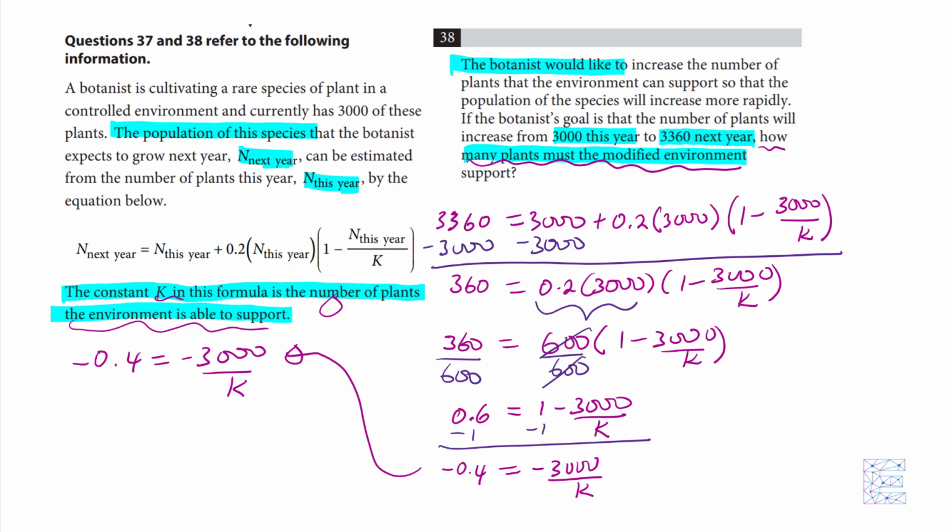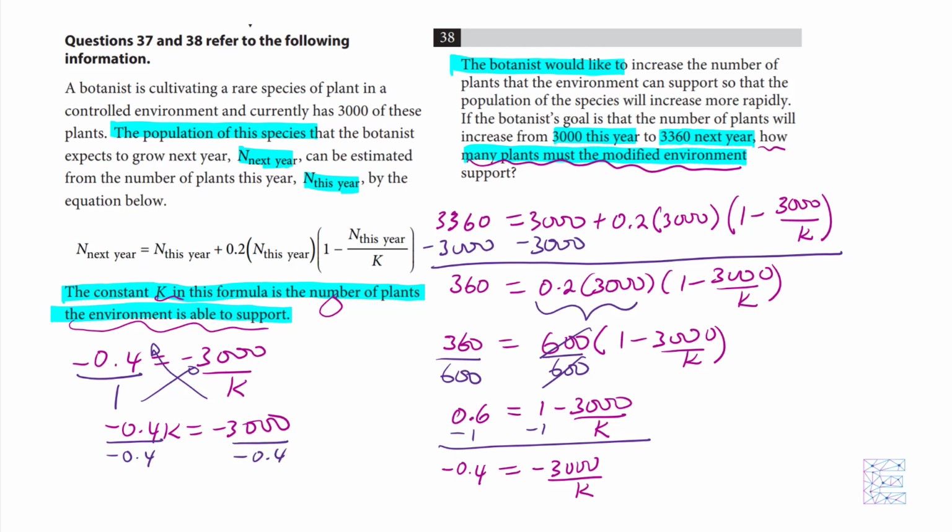And to solve for K, we can do it two ways. I think the easiest way to do it is just give this 0.4 a denominator of 1, so that way we can cross multiply this proportion. So we would have negative 0.4 K equals negative 3,000. And to finish this off, of course, divide both sides by negative 0.4. And we end up with K equals 7,500. Therefore, the answer is 7,500. And that's it.